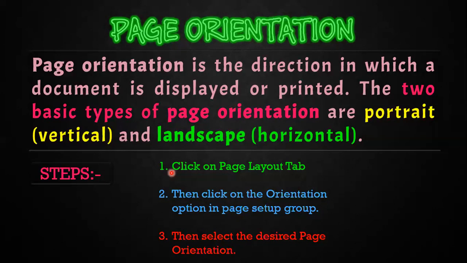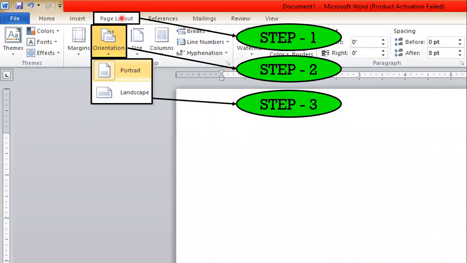So the first step is click on the page layout tab, then the second step is click on the orientation option in the page setup group, and the third is select the desired page orientation. So let's see the steps once. So here is the page layout tab.